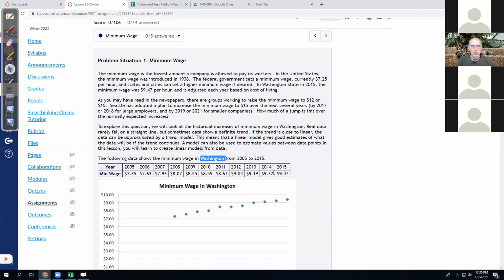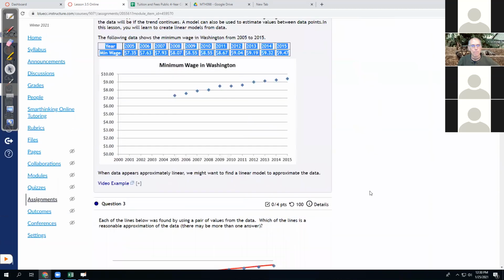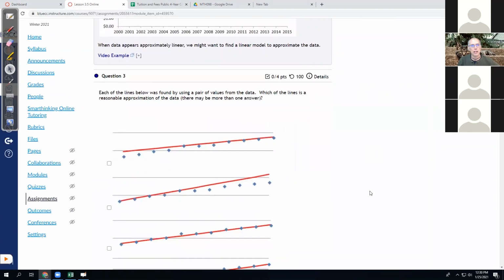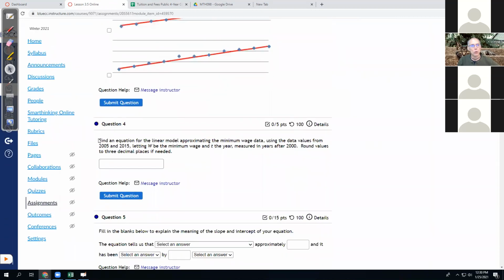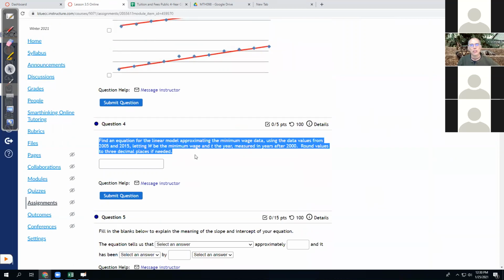Other things to note here, we're given the actual data in a table, and I'm going to show you how to recreate this graph in a spreadsheet in just a minute. And then I'm going to skip over question 3 for a minute. In question 4, we're then asked to find an equation, and we're given some more details.